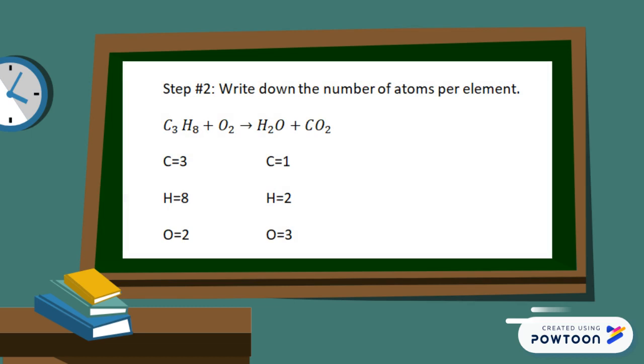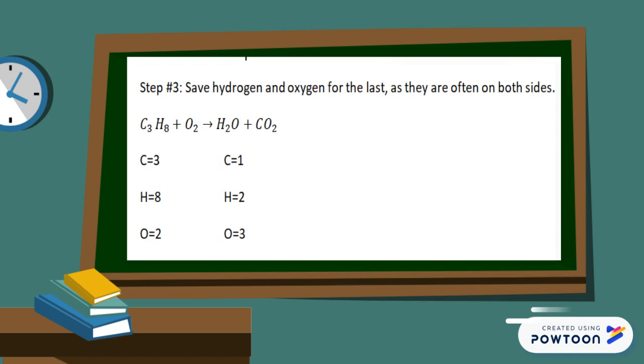In our reactant, the carbon is 3, the hydrogen is 8, the oxygen is 2. In our product, the carbon is 1, the hydrogen is 2, and the oxygen is 3. Step number 3. Save hydrogen and oxygen for the last, as they are often on both sides.